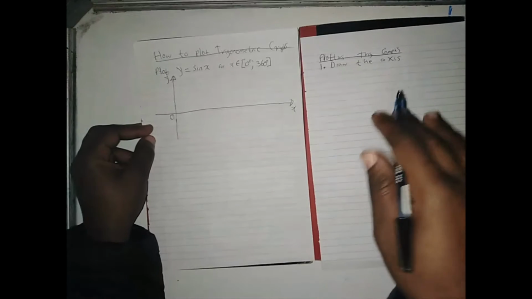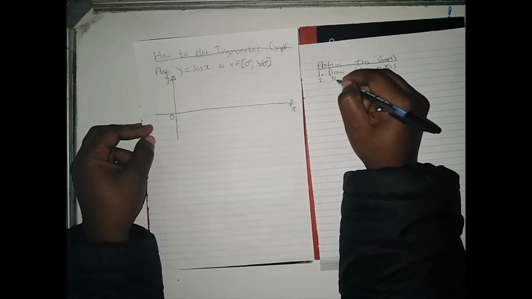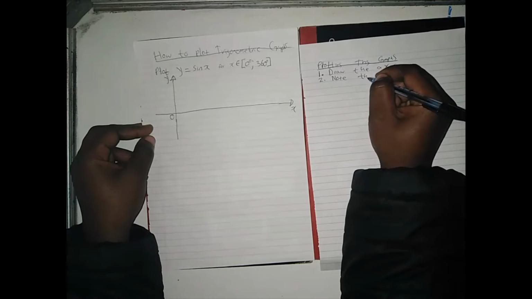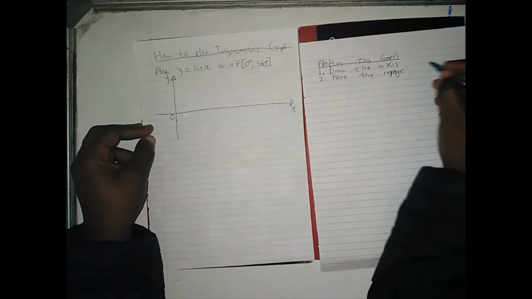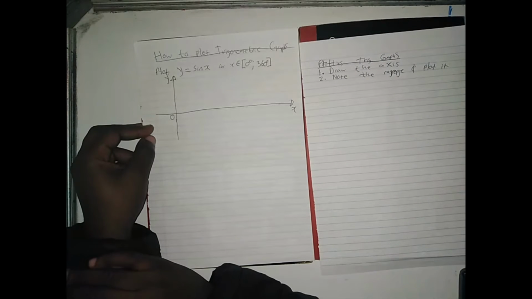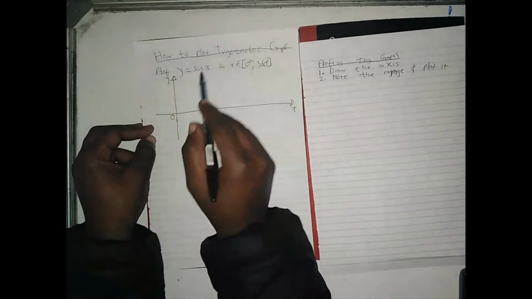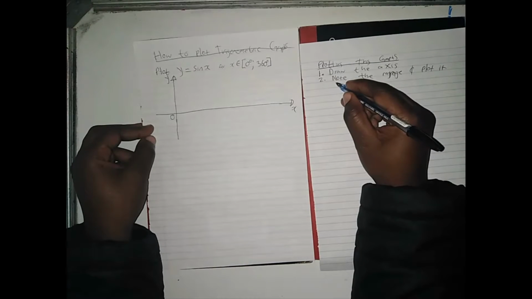Okay, so number 2, note the range, and plot it. So what is the range? How do you see the range? When you want to see the range, you look at the number that is here, the coefficient of sine x. Because there is nothing here, there is an invisible 1. Okay, so the range here is what?